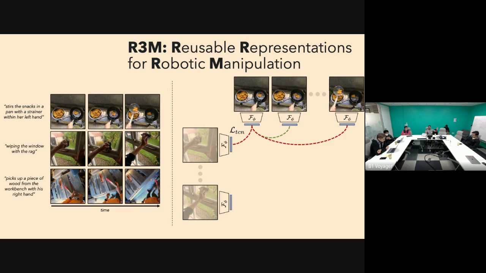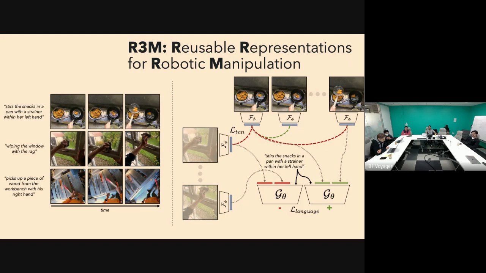And then we also have this language alignment, where we're saying the score for this top video when I say "stirring the snack" should be high because that correctly matches, but for this other video, wiping the window with a rag, the score should be low. This forces the embedding to capture features that allow you to predict what language is happening. And then we have the regularization, like the L1, L2 terms.